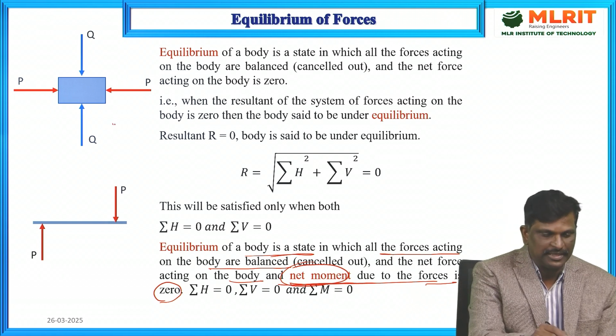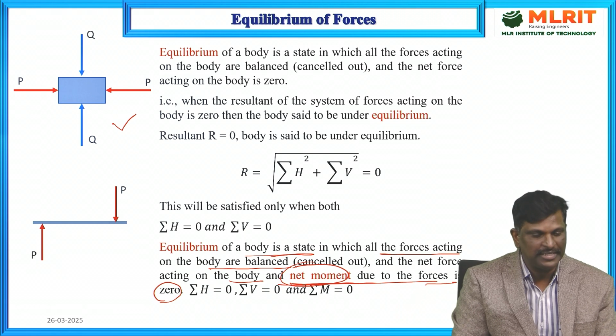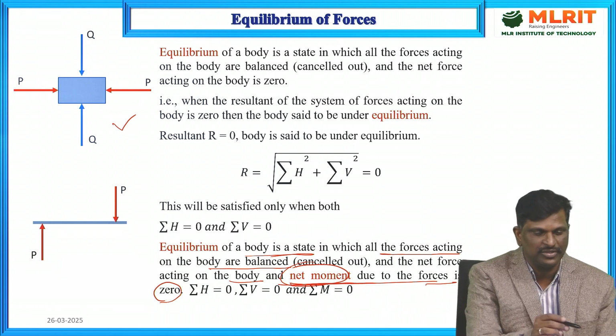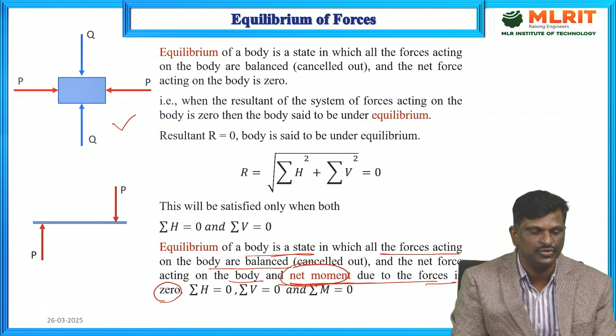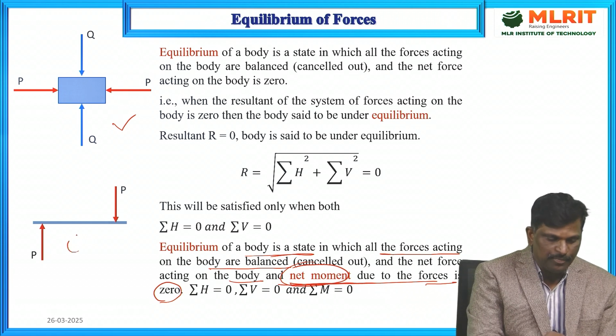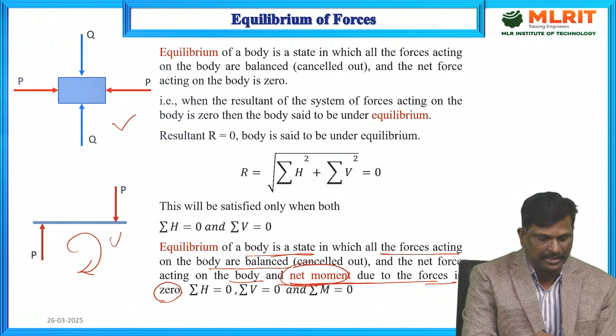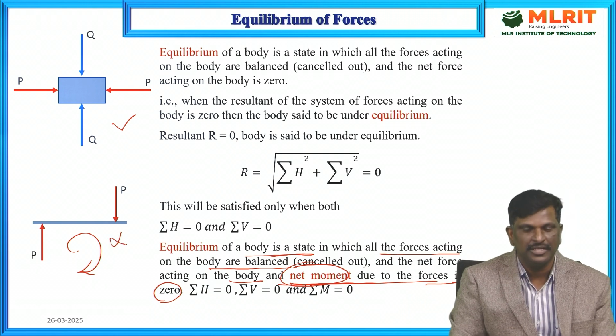In the first case, the body is under static equilibrium because the moments are also 0. All the forces meet at the same point and they are not producing any movement about the center of the body. But here there is a couple which is in the clockwise direction. So the second case is not a case of static equilibrium.